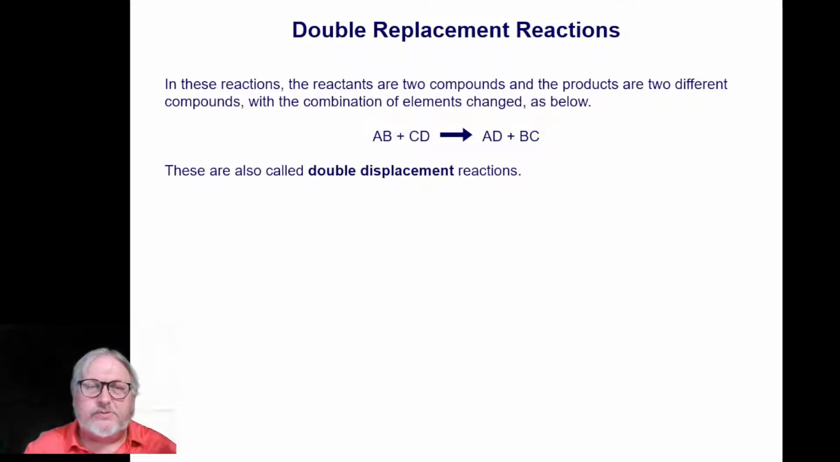So these reactions have a unique skeleton, right? The reactants are two compounds, and the products are two different compounds with the combination of elements changed as below. AB plus CD yields AD plus BC, they flip-flop. Now these are also, like I said earlier, called double displacement reactions.